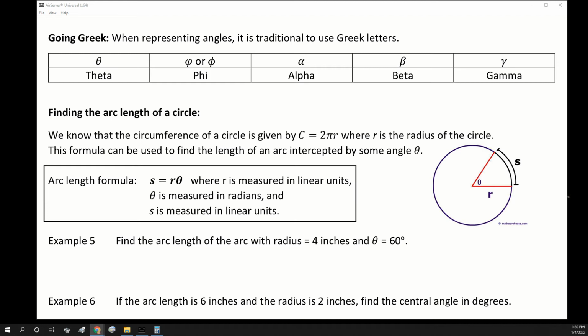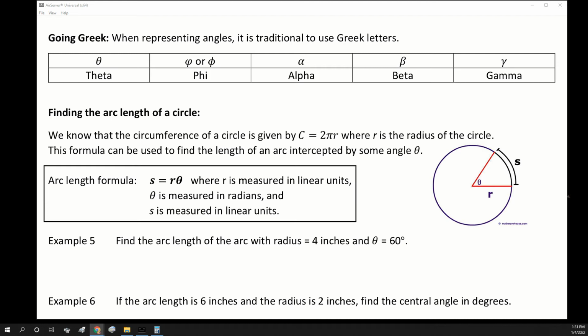All right, so we are going to talk about the arc length. So we know that the circumference of a circle is given by C equals 2 pi r. I hope you do remember that from geometry, because sometimes they put that on the ACT. But r is going to be the radius of the circle, or sometimes it's pi times the diameter. But let's focus on 2 pi r. This formula can be used to find the length of an arc intercepted by some angle theta.